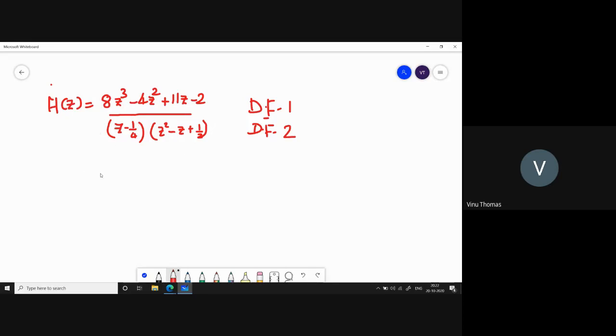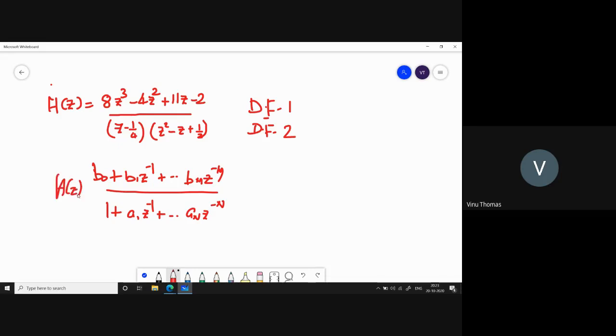The form we have been discussing should have been B0 plus B1 Z raised to minus 1 plus etc. up to Bm Z raised to minus M, divided by 1 plus A1 Z raised to minus 1 plus etc. up to AN Z raised to minus N. This is a structure that we are familiar with. This is the IIR filter structure that we are trying to implement. Now, is this H of Z in the same form as this?